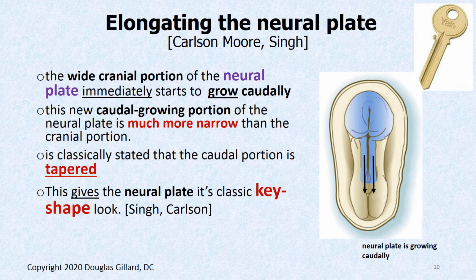The original nodal cord, or the original neural plate, was wide up in the cranial end here. This is the head end, or the cranial end up here. Caudal end would be down here. And so it gives rise to this key shape, and that's what we're making here.